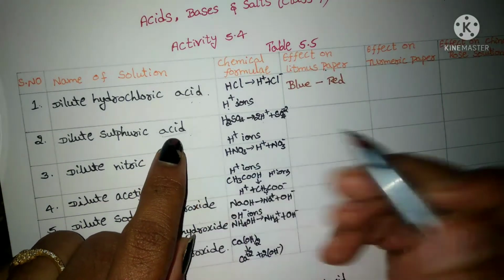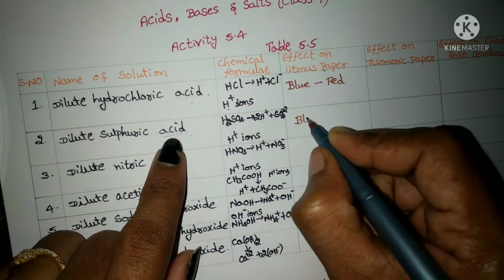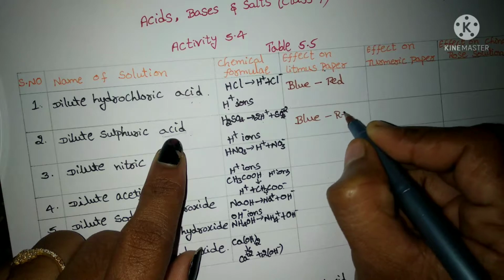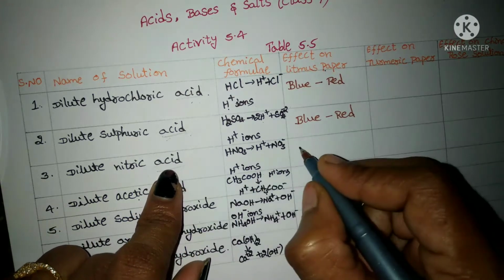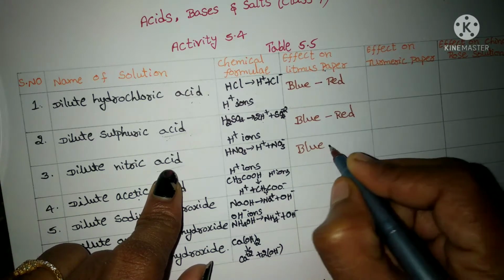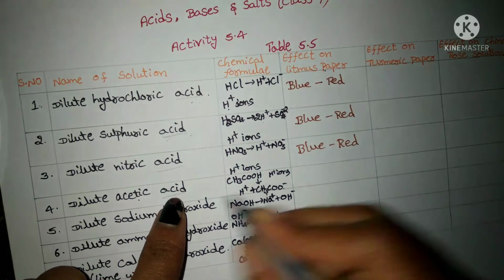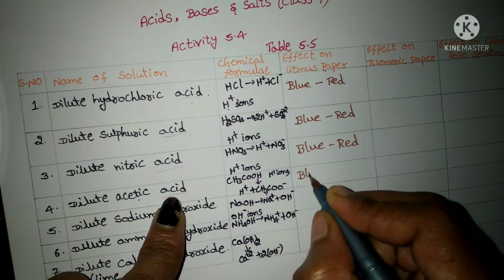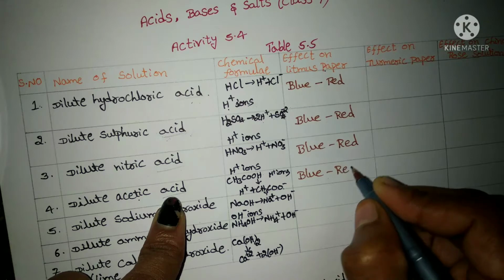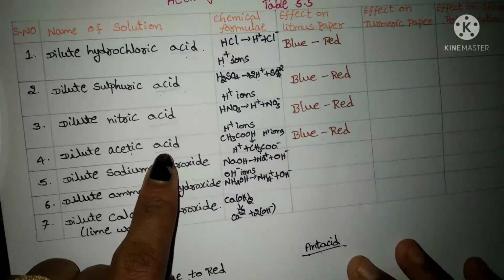Next. Here this is also acid. So the effect is the same again. Blue litmus turns to red. Again this is also acid. Here also blue litmus turns to red. Similarly, with acetic acid also blue litmus turns to red. It can turn the blue litmus to red.